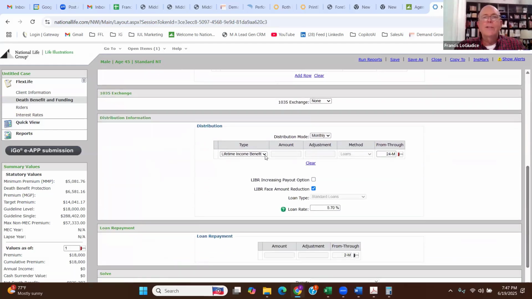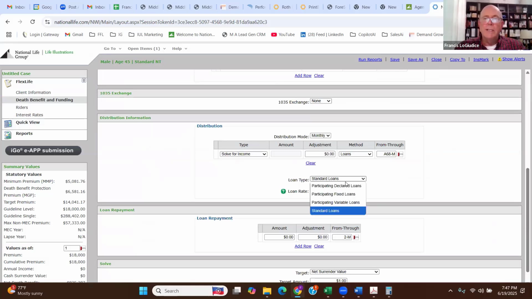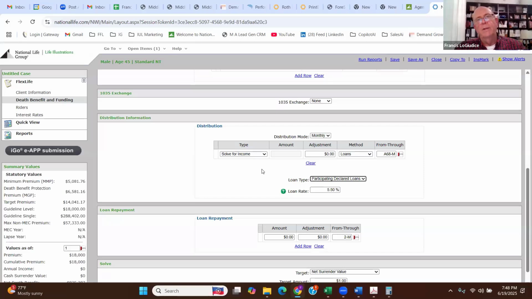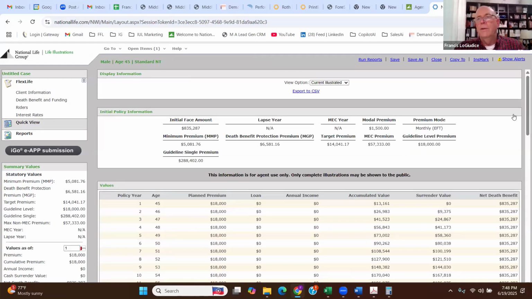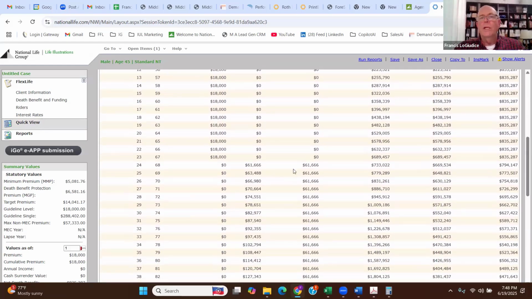Now, if we go back, I like using the solve for income because it is a paid rider. It just doesn't start until they actually start taking money out of it. You've got to make sure that you go to a participating loan, because a participating loan allows the accumulation value to continue growing, and that's what you generate interest on. It's also going to allow them to pay out more money. So instead of 48, it's paying out 61.